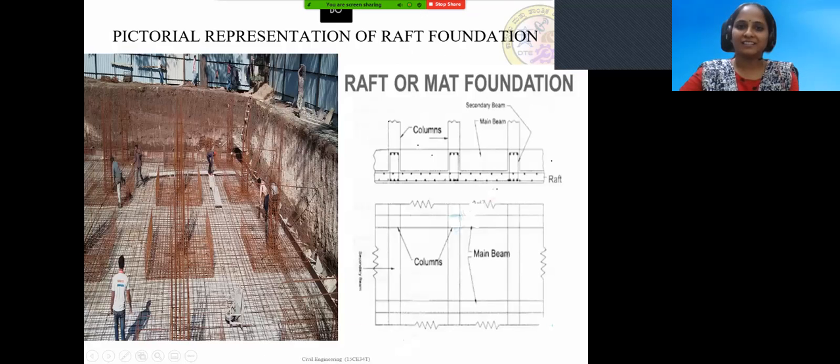Okay, guys, I think you have seen that video, how the excavation was done and what are the precautions to be taken. And they said how the deep foundation has been done.